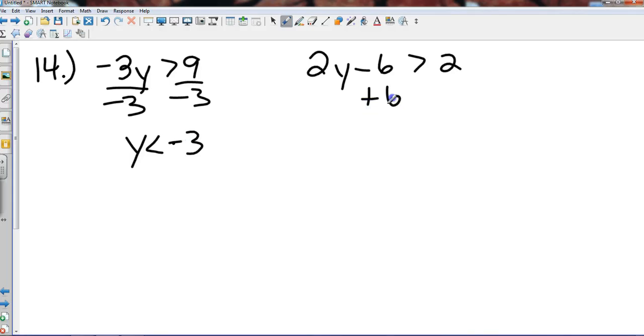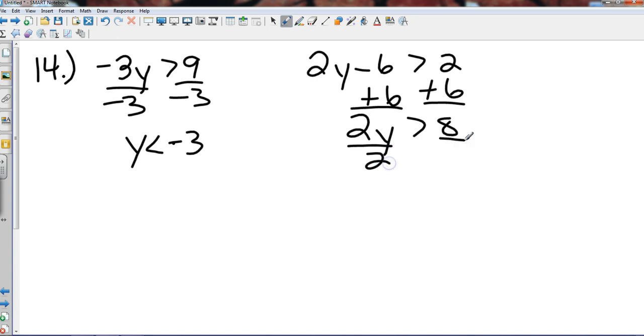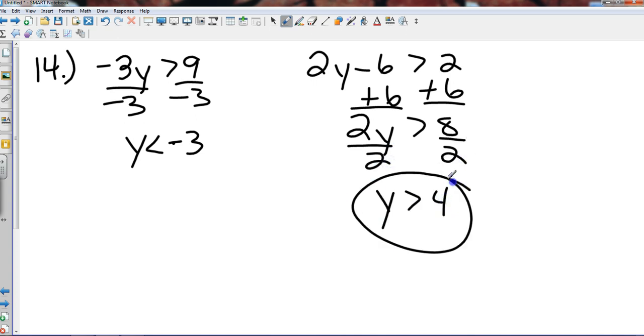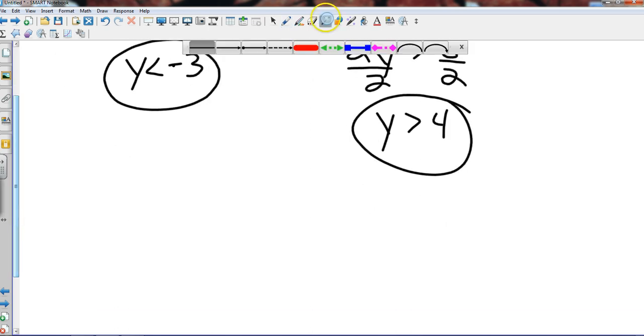Add 6. So that gives me 2y is greater than 8. And final step? Divide by 2. Do I flip the sign there? I do not, because that's the positive value. Okay? Now, it also wants us to graph these. It's an OR, so it's typically going to do what? Go opposite ways. Okay, so let's see if it does that.